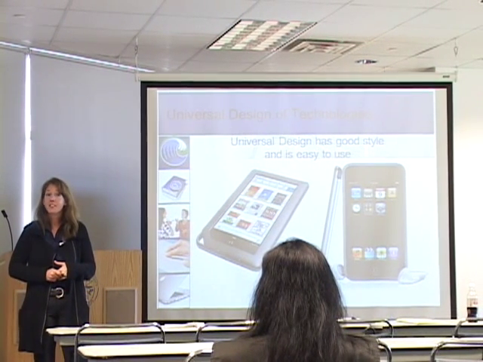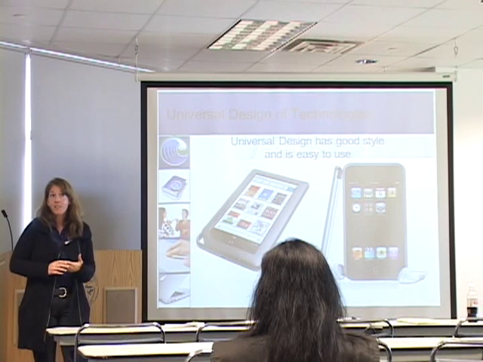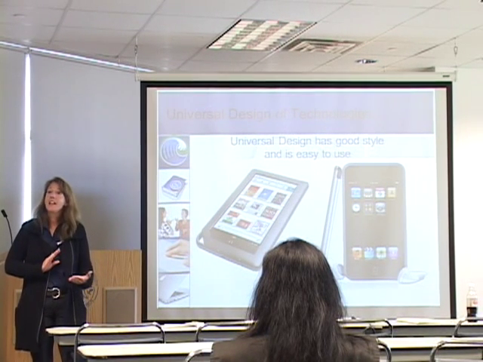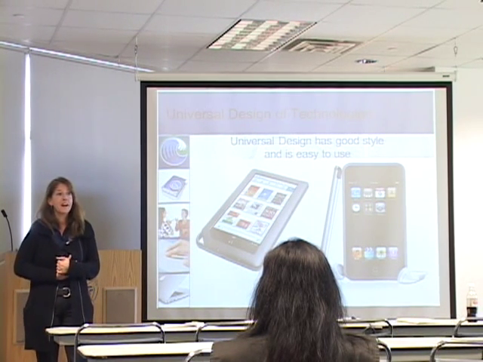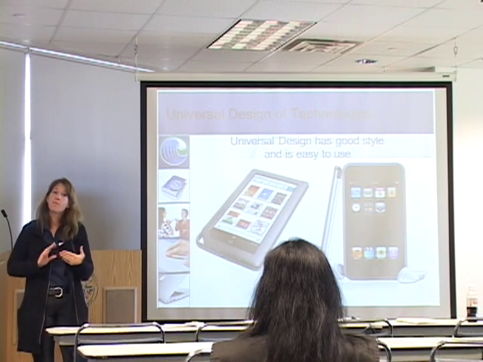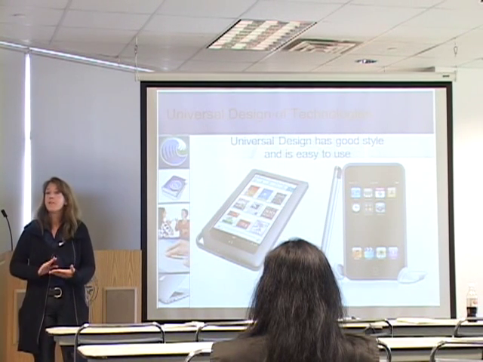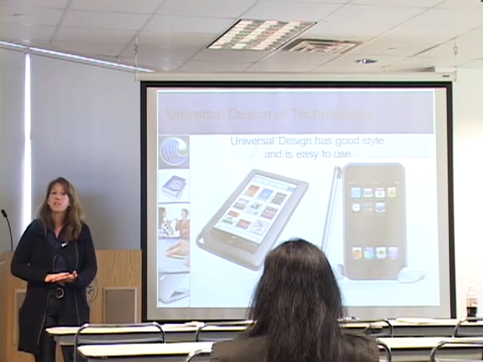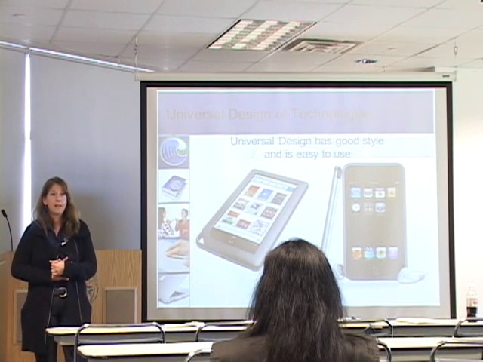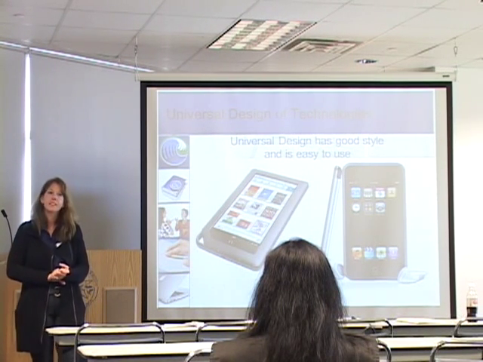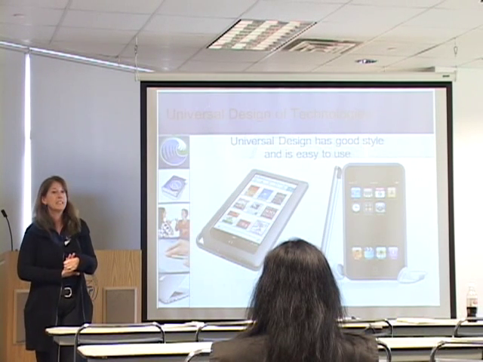It's about universal design. And the difference between an assistive device and a universally designed device is that an assistive device is made specifically to serve some kind of functional need of a person with a disability. And we have tons of assistive devices in our office and around campus.